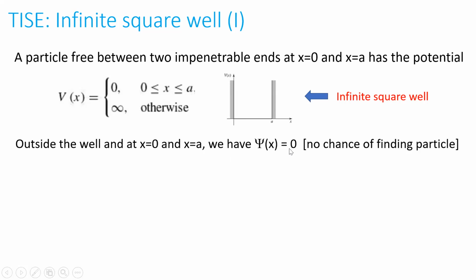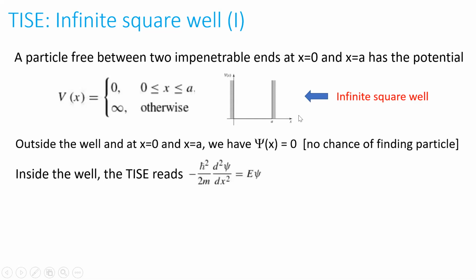Okay, so outside this well and at the positions x equals 0 and x equals a, we have psi of x equals 0, because there should be no chance of finding the particle. There's no way it can escape because the potential is infinite, which represents essentially an enormous or even infinite force keeping it inside the well. So the wave function should be 0 all the way to the left here, and at x equals 0 by continuity it should be 0, and then starting at x equals a and moving to the right it should also be 0.